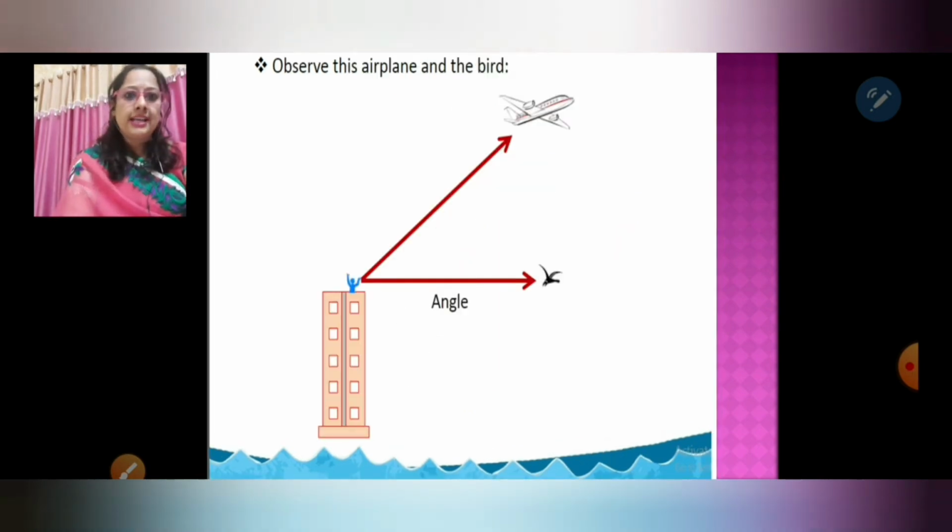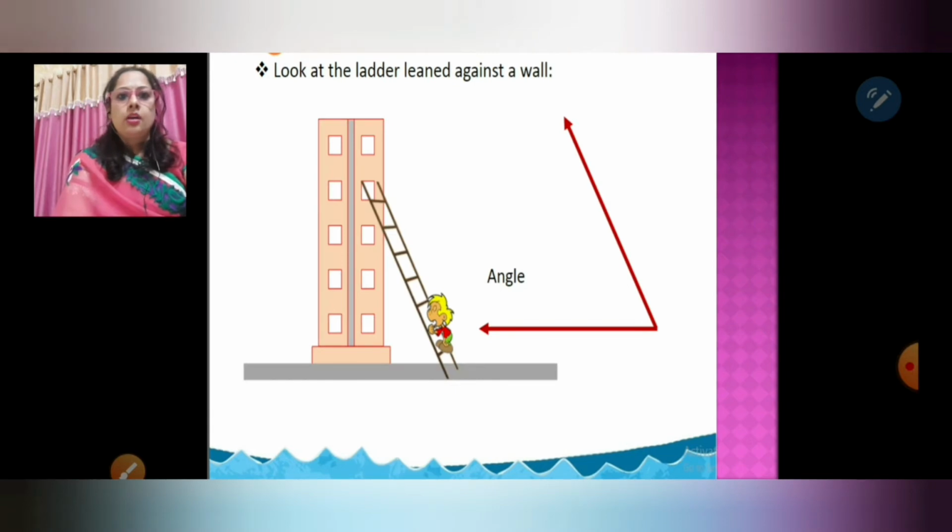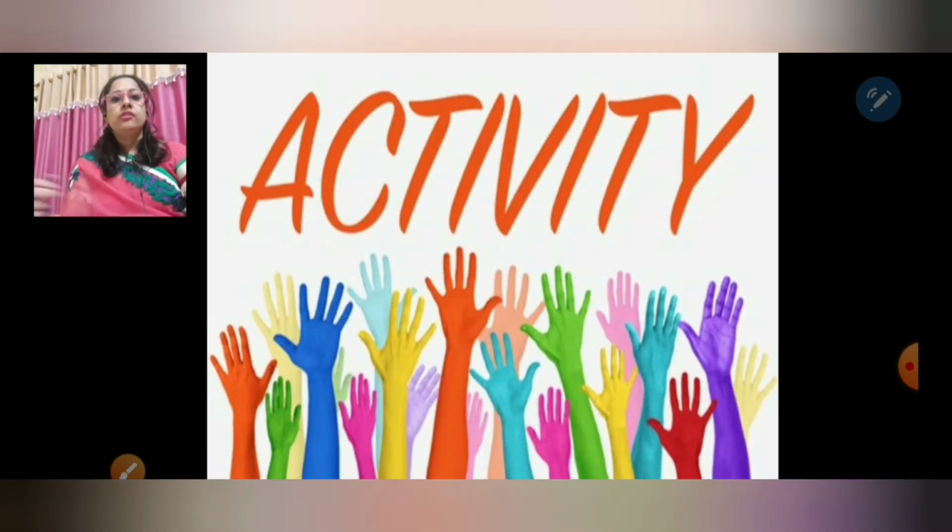Take another example, observe this aeroplane and the bird. A person is standing on the roof of the building and from his point he can see that the aeroplane and the bird are making an angle. Look at the ladder leaned across a wall, it is also making an angle. So children, let's do an activity to know more about angles.